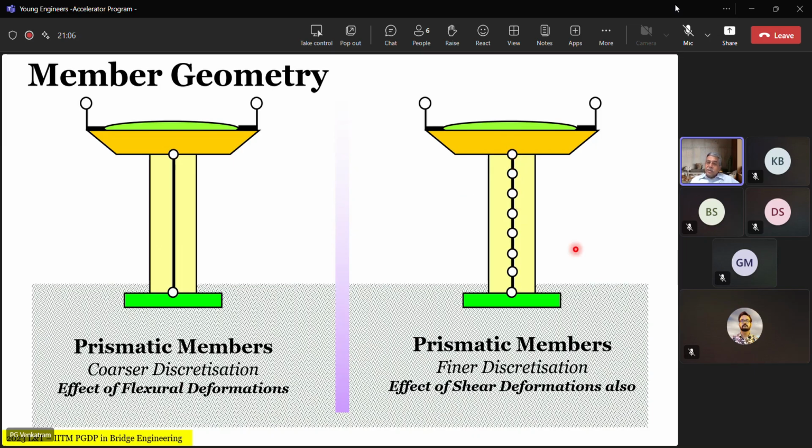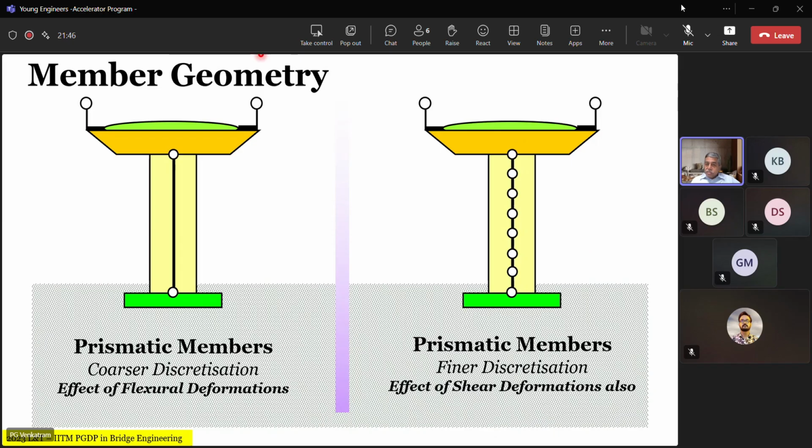But when you do this discretization, what is the definition of a member in any model? What is a member? The element that connects two nodes. So in the case of this, the member is from here to here. The same member, when you do finer discretization, will be broken into sub members. So you will have 1, 2, 3, 4, 5, 6, 7 members. From one member, it becomes 7 members.